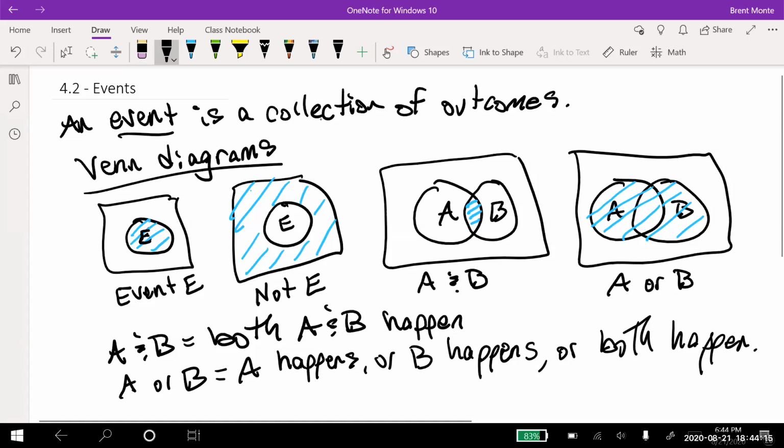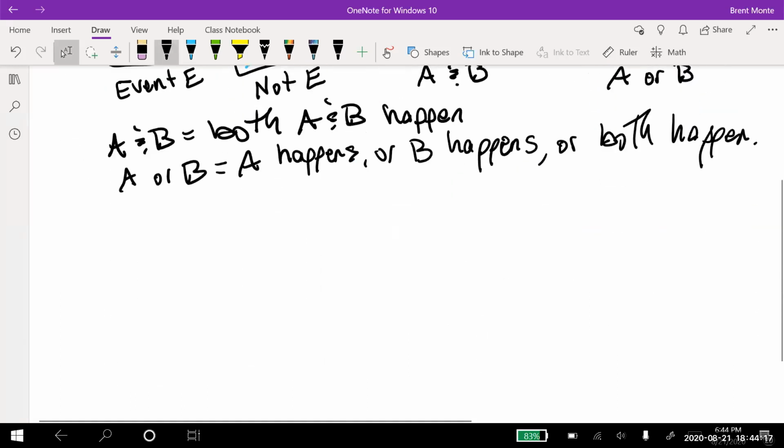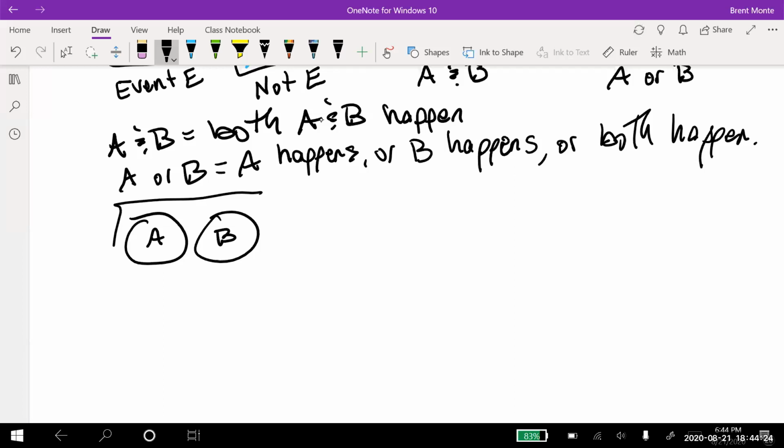There's one more I want to show you since we have these up here. What if, and you may have asked this question before, how do we know those circles overlap? They may not overlap. If I've got something like that, there's no overlap. And in fact, if you're thinking about A and B, there is no A and B because they both can't happen at the same time. There's no overlap. What we say about this is A and B are mutually exclusive.